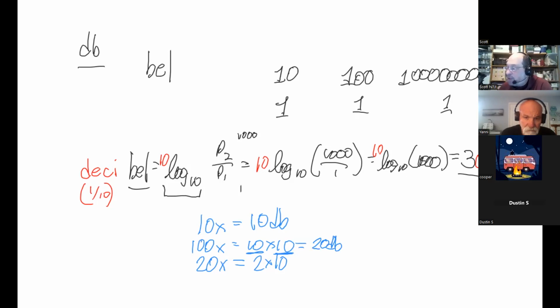If we have something that's 20 times, we have 2 times and 10 times. Well, the 10 times we already know is defined as 10 decibels, but then we have this funky 2. And it turns out that the logarithm of 2 is about equal to 3. Not exactly, but it's pretty close. So for engineering use, we use the value of 3. So we have 3 dB plus 10 dB is 13 dB.